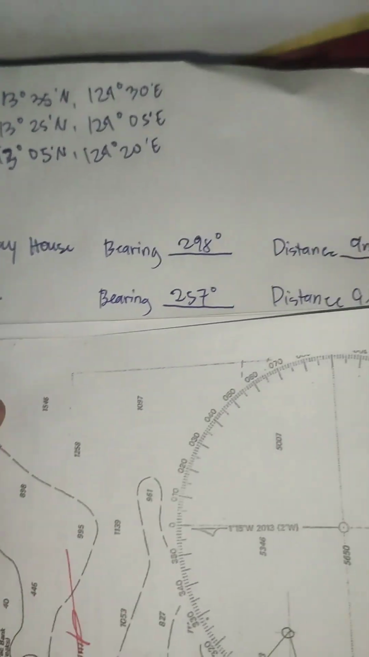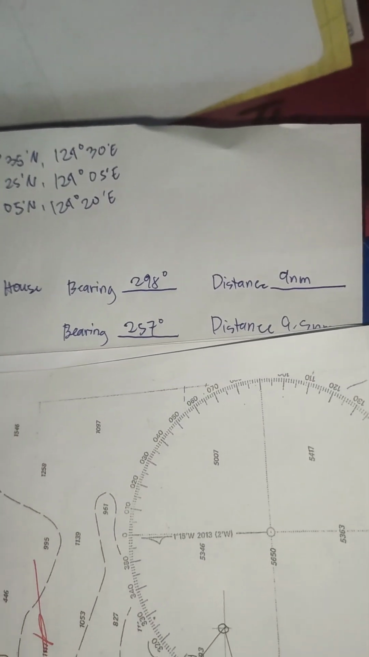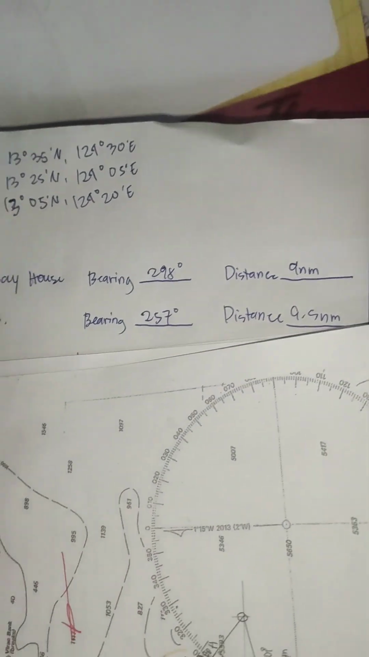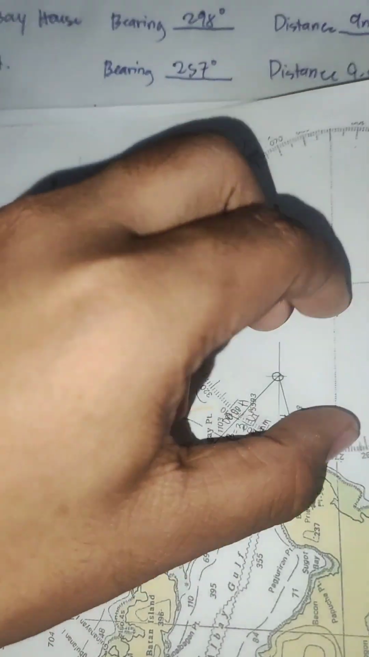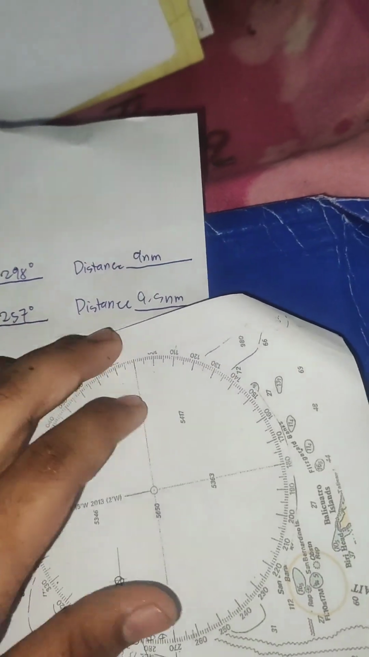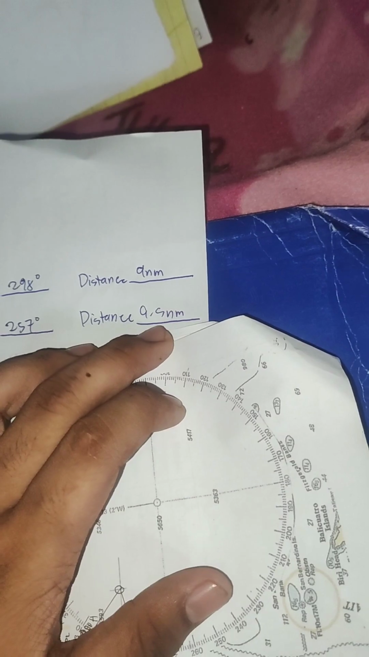Nagumbuaya point, same as what you have done: find the bearing and distance. You calculate and go to your compass rose. So you find out that it is 257 degrees, and the distance of this is 9.5 nautical miles.